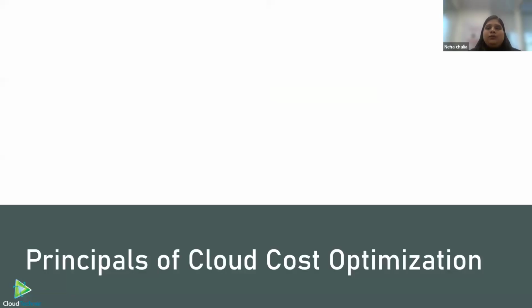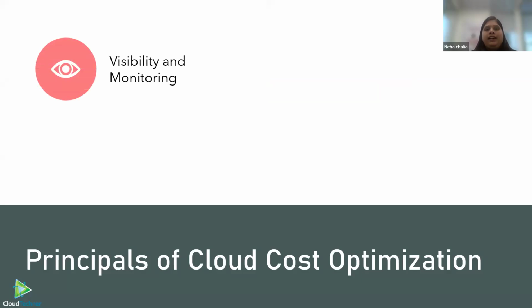So to effectively optimize cloud cost, there are four key principles to follow. Let's quickly go through them. First is visibility and monitoring. You can't optimize what you can't see. The first step is gaining complete visibility into cloud usage and spending.